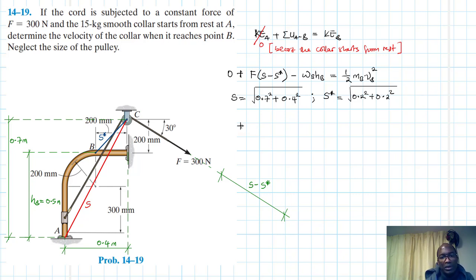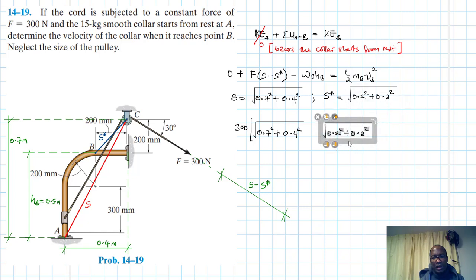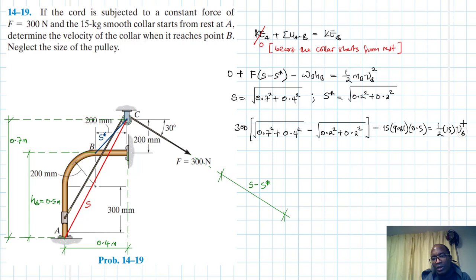So let's plug everything in. We have 300 newtons, and then we copy this and bring it there, and we also copy that and bring it there. These are subtracting, so there's a minus in between, and we close this bracket. Then we say minus WB, just 15 by 9.81, times the length, which is 0.5, equal to 1/2 times the mass times VB squared.